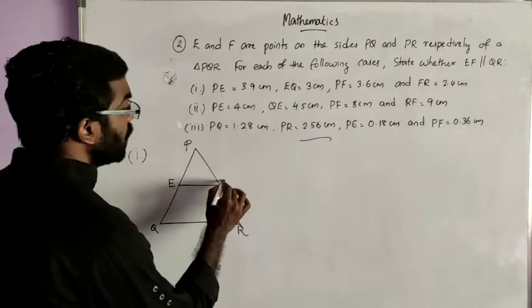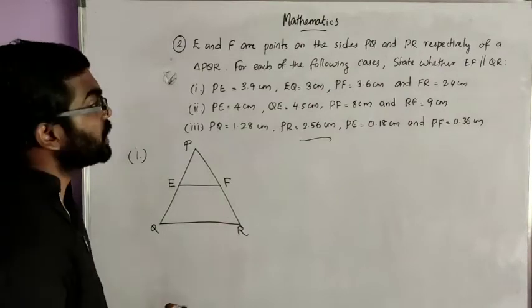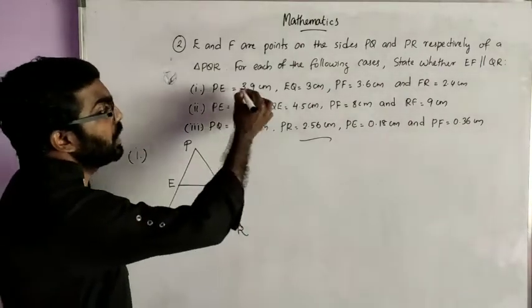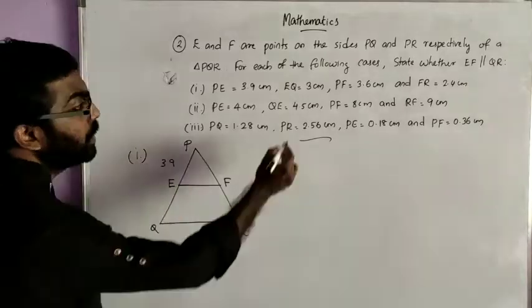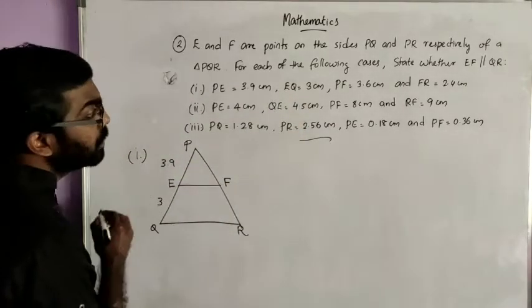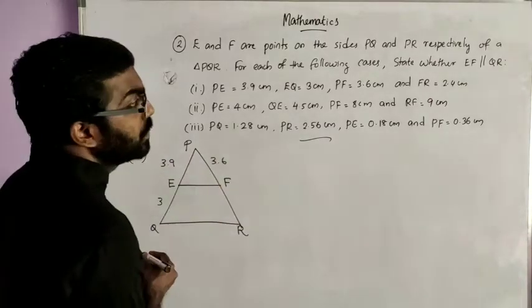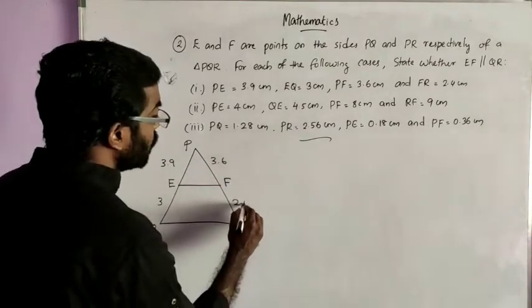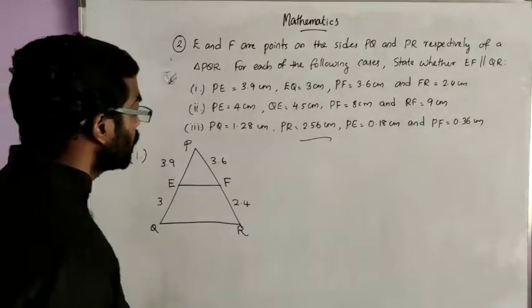So here we can mark E and F. For the first sub question, PE is equal to 3.9, EQ is equal to 3, PF is equal to 3.6, and FR is equal to 2.4. So this much is given in the question.